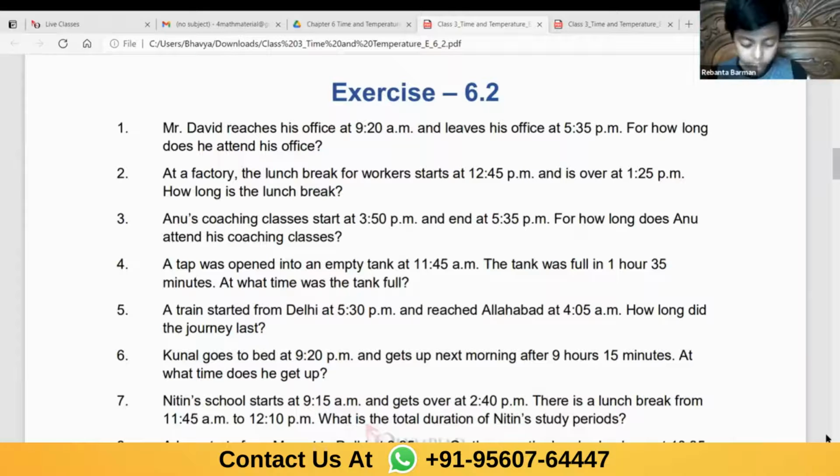Ma'am, the answer of the duration of study is 9:15 to 20. I said we have calculated, Narebanta: 10:15, 11:15, 12:15, 1:15, 2:15. Tell me how many minutes are there between 2:15 and 2:40 PM? There are 35 minutes. Okay. So 5 hours and 35 minutes is the total time including lunch break.